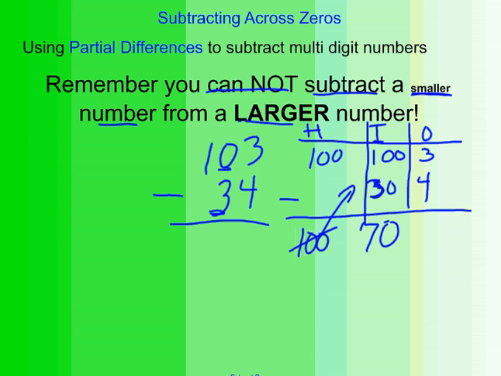And then I'm going to subtract my ones place. I can't subtract 4 from 3. 4 is a bigger number. So I am going to subtract a 10 from my tens place, and I get 60 from 70. Move that 10 up into the ones place. 13 take away 4 is 9. 60 plus 9 equals 69. That is my difference. 103 take away 34 equals 69. I'm going to show you another problem.